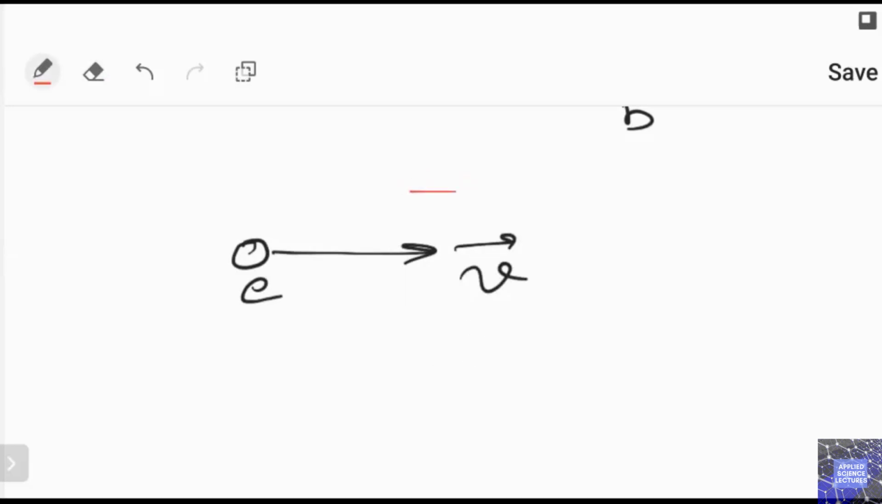If I have a charge, and this particle has a positive charge and it's going in this direction with a velocity v, the magnetic field would be pointing into the page this way, a uniform magnetic field.